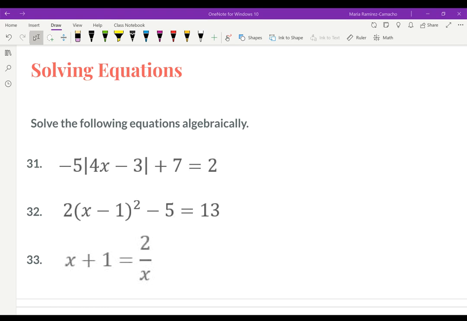Okay, solve the following equations algebraically. Let's start with problem number 31. We've got -5 times the absolute value of 4x minus 3, plus 7 equals 2. I'm going to rewrite it over here.